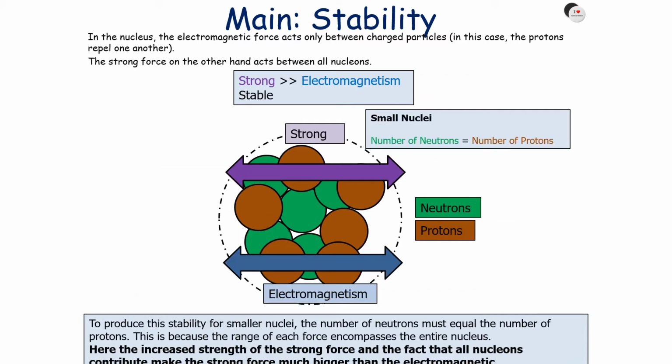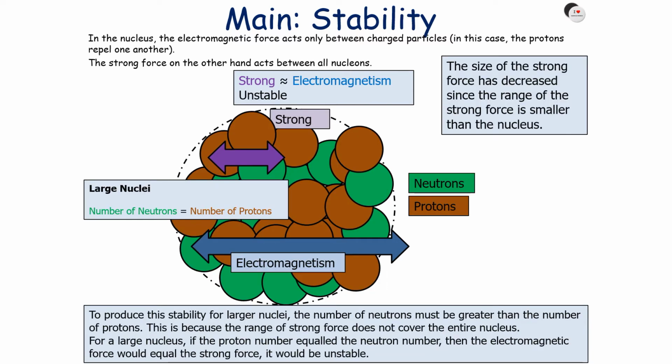Now, for small nuclei, we can get a configuration where the strong interaction is much larger than the electromagnetic interaction when the number of neutrons equals the number of protons. Because you'll notice here that all the nucleons contribute to the strong interaction, and only the protons interact via the electromagnetic interaction, so having the same number of protons and neutrons will give a much larger strong interaction than electromagnetic.